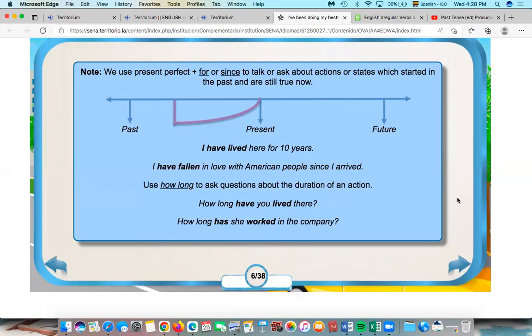Cuando decimos el pasado simple, que es hice, estuve, viajé, ahí sí sería como ago. I worked for school 10 years ago.